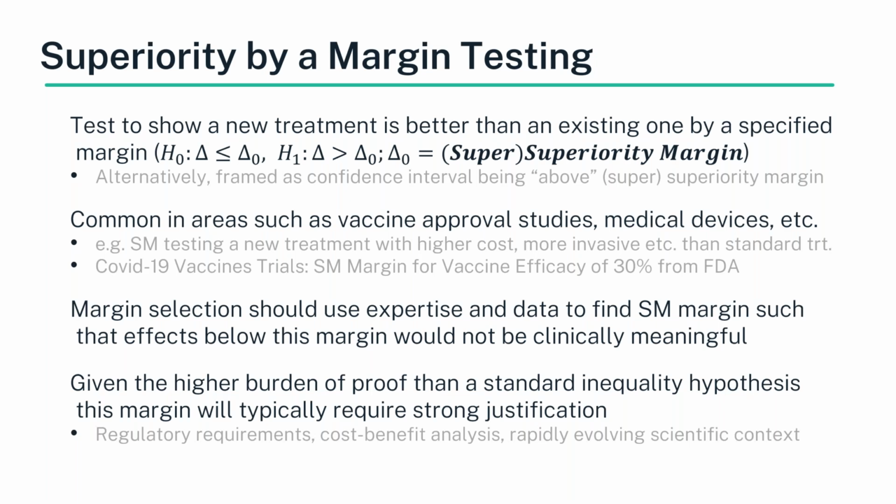And so you could create a general version of a null hypothesis that would be delta less than or equal to the margin delta 0, and if delta 0 is negative, then it's a non-inferiority test, and otherwise it's a superiority by a margin test.